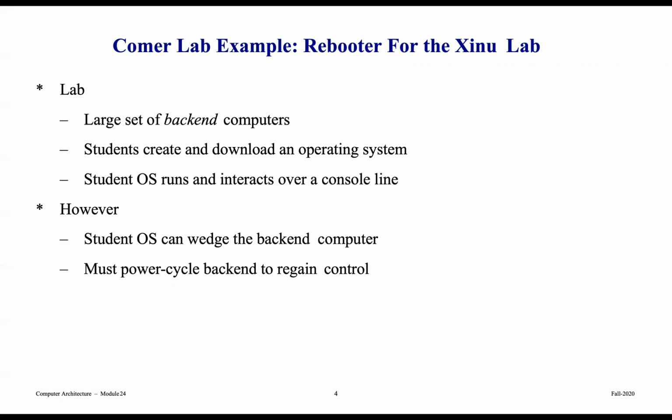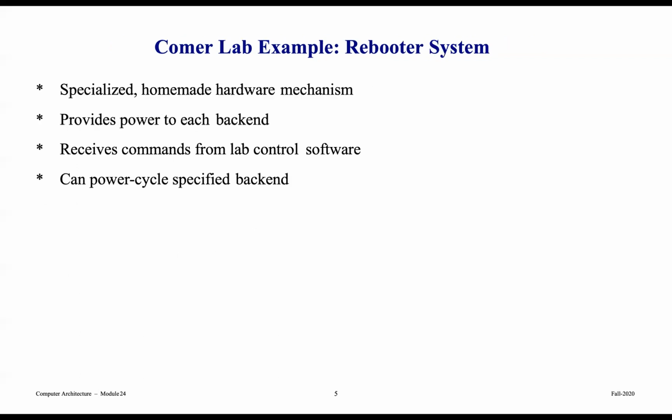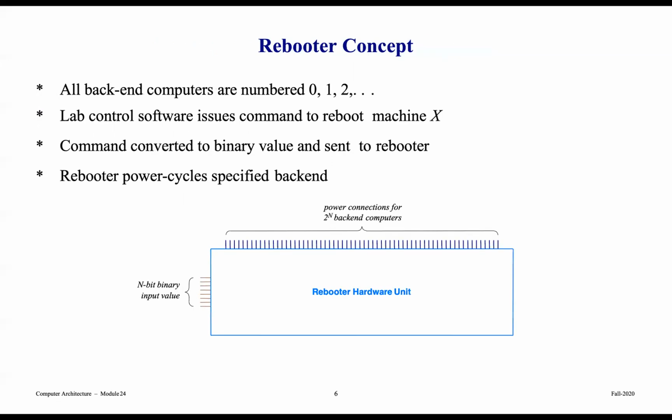Comer has thought about this some, and we have some custom projects that we have done, but Comer has a lab example, what he calls a rebooter. That's the example that you can read in more detail about in the textbook. It's a specialized, homemade hardware mechanism. It provides power to each back end. It receives commands from the control software. It can power cycle the specified back end.